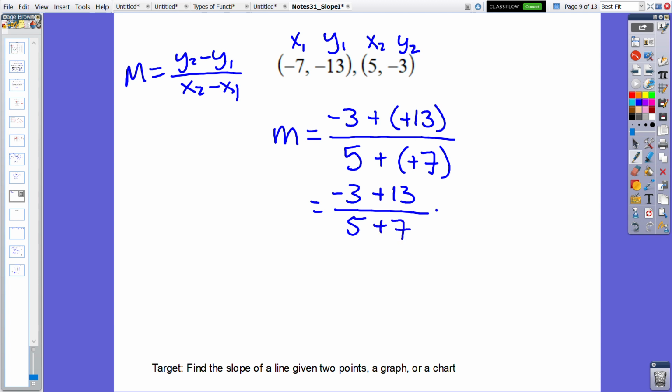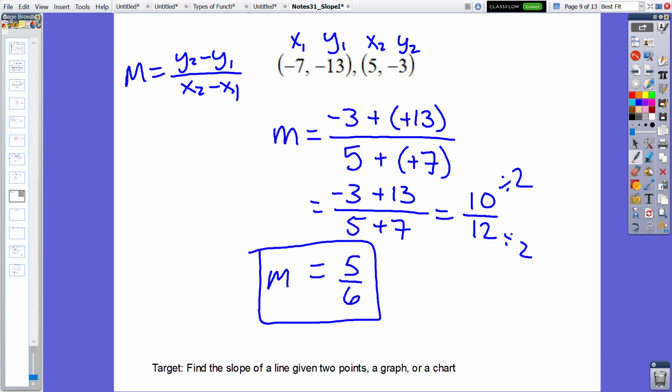Okay, so now we can go ahead and simplify. Negative 3 plus 13, that's 10. 5 plus 7 is 12. And because 10 and 12 have a common factor of 2, we can go ahead and divide by 2 on both of these. That gives me m is equal to 5/6. So every time we go up 5, we also have to go right 6 for this particular example.